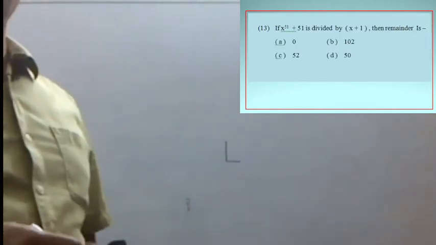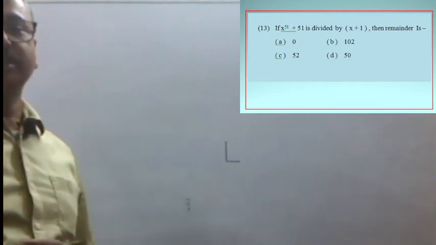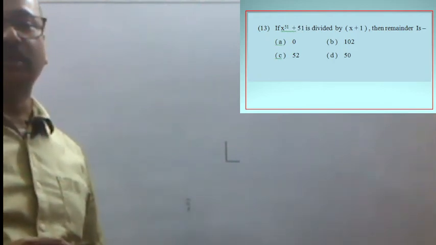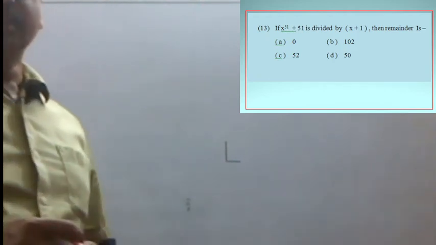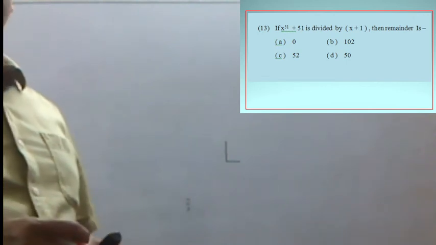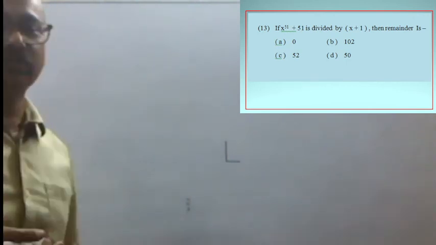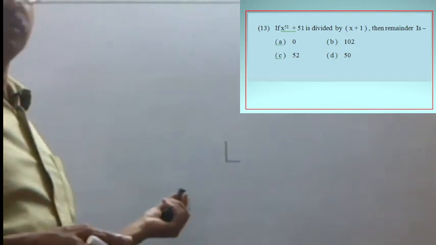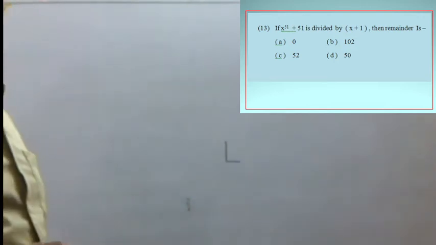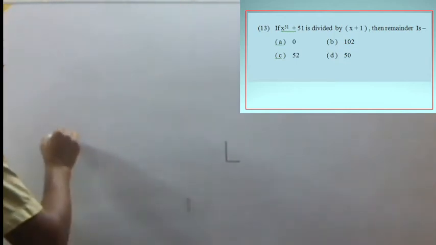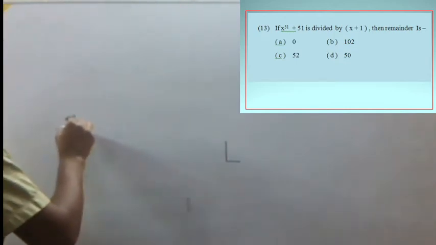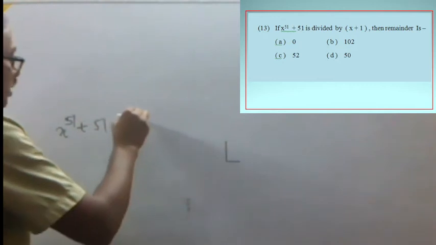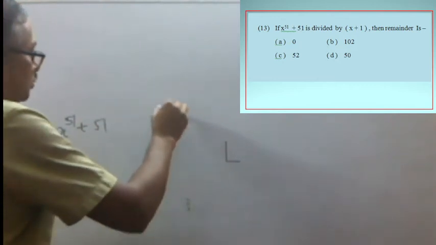X to the power 51 plus 51 when it is divided by x plus 1. Another important question. Using the remainder theorem we can find it, but if we divide by the actual process, it is very lengthy. If this were a quadratic or cubic, we could divide, but here x to the power 51 plus 51 is divided by x plus 1.